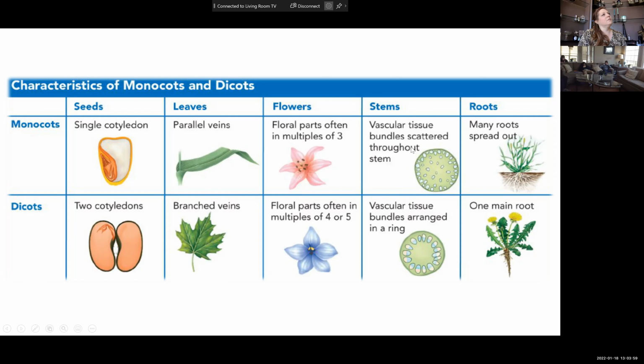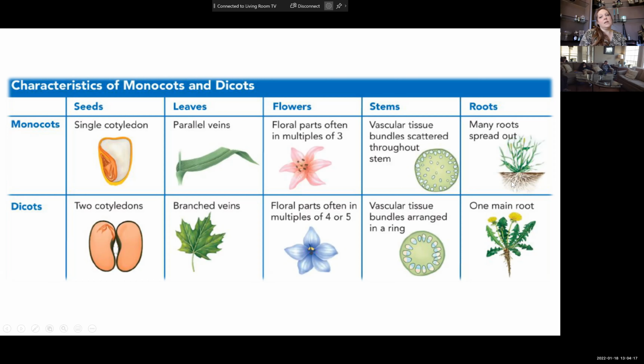Your vascular tissues are going to be arranged a little differently in monocots and dicots. So in your monocots, your vascular tissue bundles are going to be scattered kind of evenly like this. But in your dicots, they're going to be in a ring like that. So with a cross section, you could tell which is which.